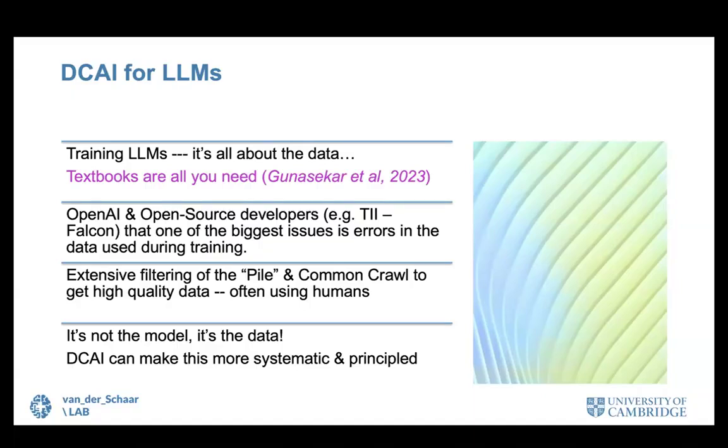Both OpenAI and open source developers like TII, which developed Falcon, have also talked about how one of their big issues when training language models has been errors in the data during training, and they spend extensive amounts of time filtering things like the Pile and Common Crawl, often using humans. But we've started seeing a lot more literature building on this work from supervised learning and bringing it into LLM training to curate the data sets to train the LLM, making that process of curating the LLM training corpus more systematic and principled.